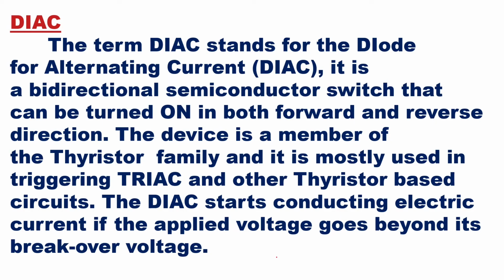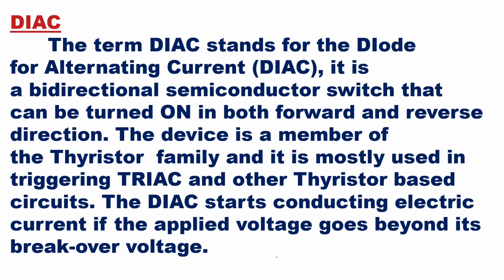Then we'll go to the next active component, which is the DIAC. The term DIAC stands for diode for alternating current. It is a bidirectional semiconductor switch that can be turned on in both directions, both forward and reverse. The device is a member of the thyristor family. Now this thyristor family has components like SCR, DIAC, TRIAC. It is mostly used for triggering TRIACs and other thyristor-based circuits.